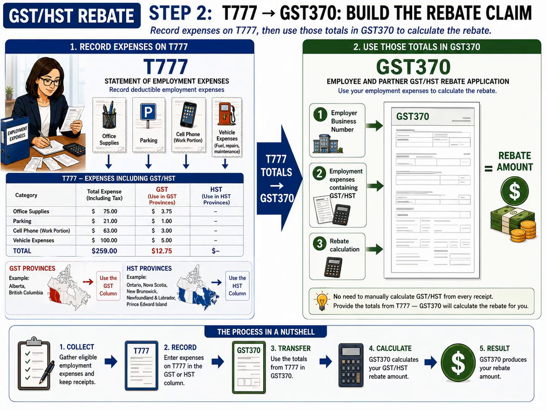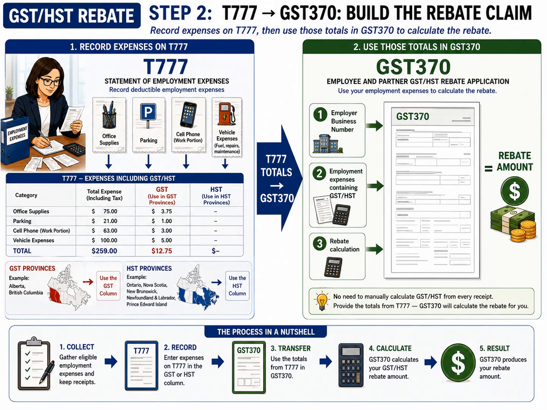GST/HST rebate. Now we move to the second step, taking the eligible employment expenses and using them to build the GST/HST rebate claim. The first form we need is Form T777, the Statement of Employment Expenses. The deductible employment expenses are recorded on the T777. The expenses are entered including the applicable GST or HST, depending on the province. The appropriate GST or HST column is used.